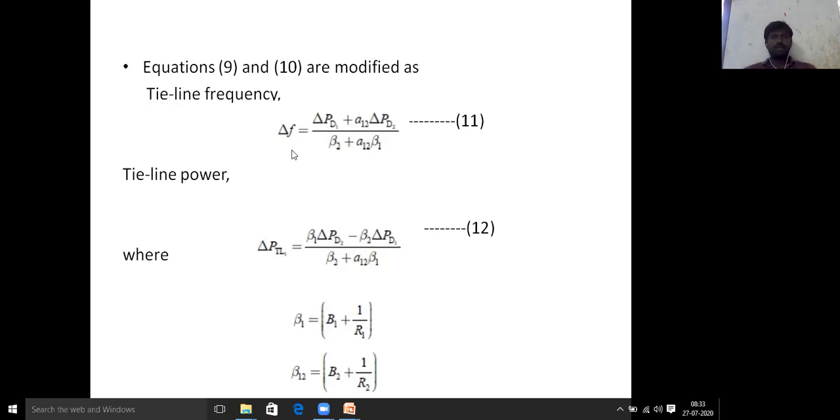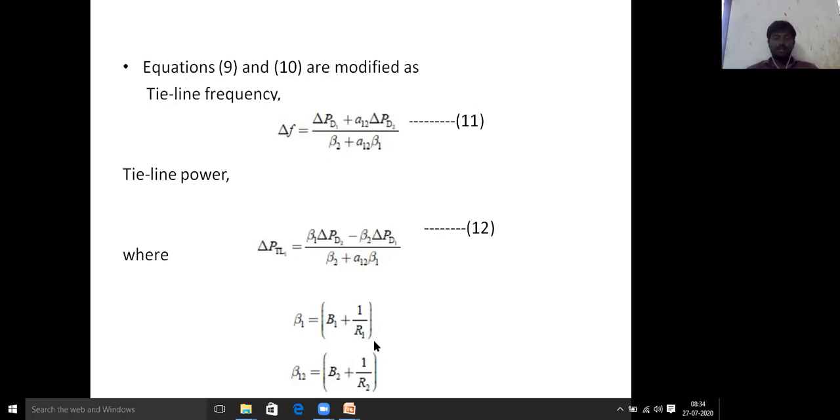So this is the tie line frequency delta F equal to delta PD1 plus A12 into delta PD2 by beta 2 plus A12 into beta 1. Tie line power P tie line equal to beta 1 delta PD2 minus beta 2 delta PD1 by beta 2 plus A12 into beta 1. Here beta 1 equal to B1 plus 1 by R1, beta 2 equal to B2 plus 1 by R2. The equations are modified in terms of beta 1, beta 2 and delta PD.